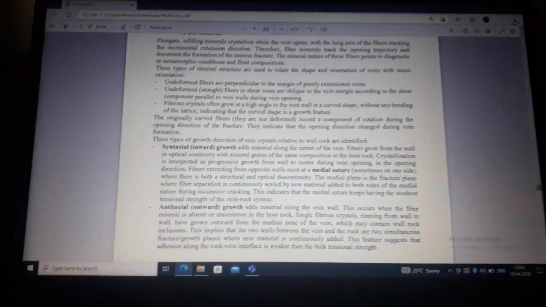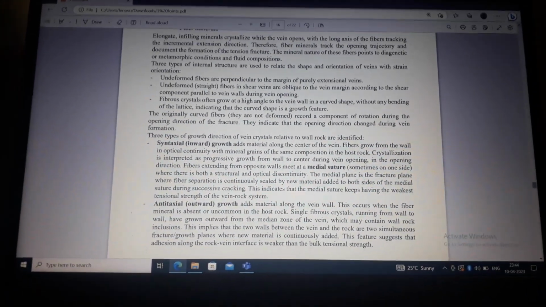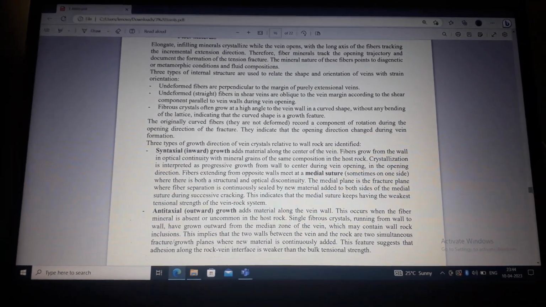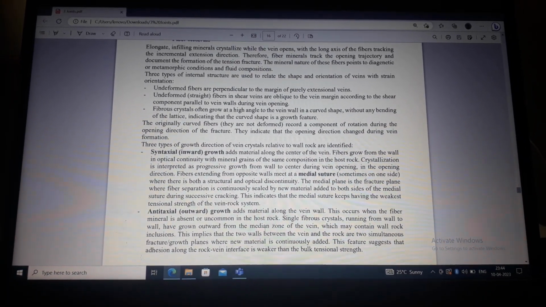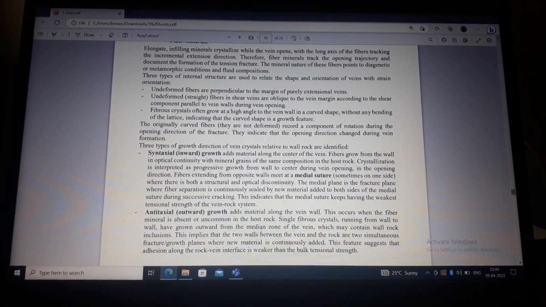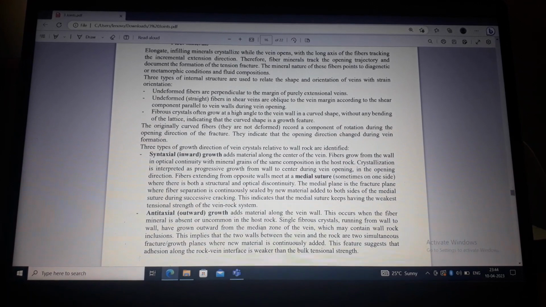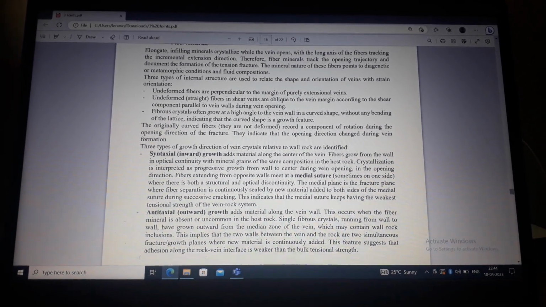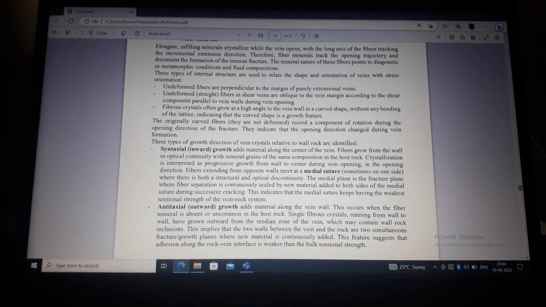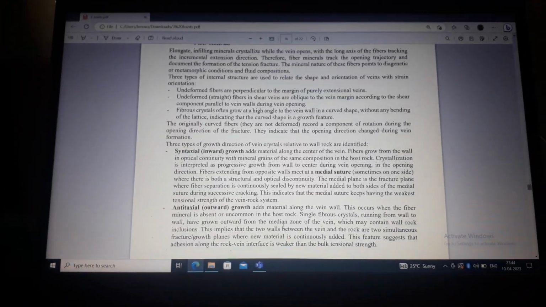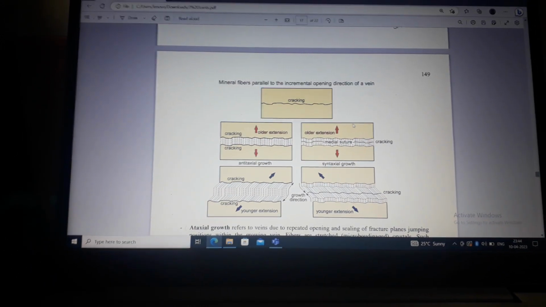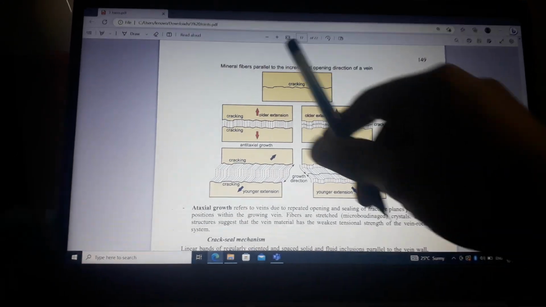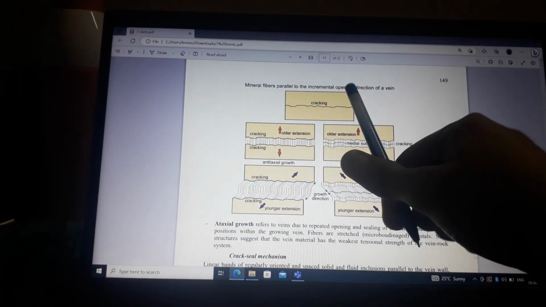Three types of growth direction of vein crystal related to wall rock are identified. Syntaxial inward growth adds material along the center of the vein. Fibers growing from the opposite wall meet at a median suture, sometimes on one side, where there is both a structural and optical discontinuity. Antitaxial outward growth adds material along the vein wall. Mineral fibers parallel to incremental opening direction of a vein.